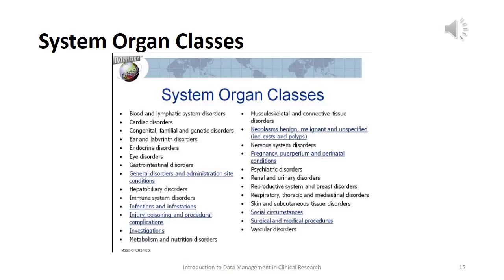So here's a listing of the 26 system organ classes. As you can see, they cover each of the systems that we have throughout the body: cardiac disorders, eye disorders. I'm just going down the list here, all the way down to vascular disorders. These are in alphabetical order, by the way, but these will be the highest level systems that we'll start with, and then we'll progressively get into more detail as we move along.